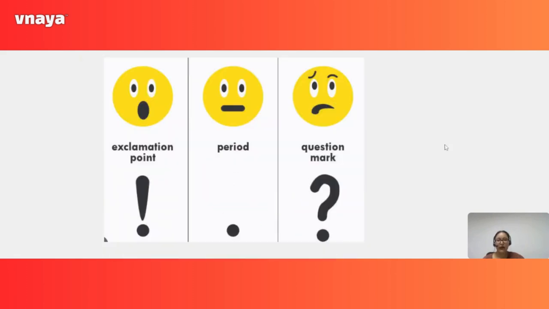We have three main types of punctuation symbols. The first one is exclamation point, the second one is a period, and the third one is a question mark.